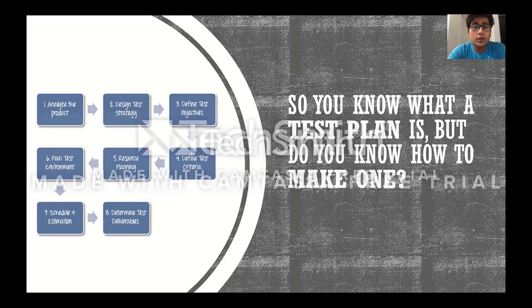So now we know what a test plan actually is, but do we know how to make one? It's pretty easy as per theory, but it has a lot of steps inside it. First of all, we need to know about the product, so the analysis of the product is a must. We need to design the test strategy and its objectives. We need to plan the resources that are going to be used for the tests, plan the environment of the test, and schedule the time duration for the test. And last but not the least, determining the test deliverables.